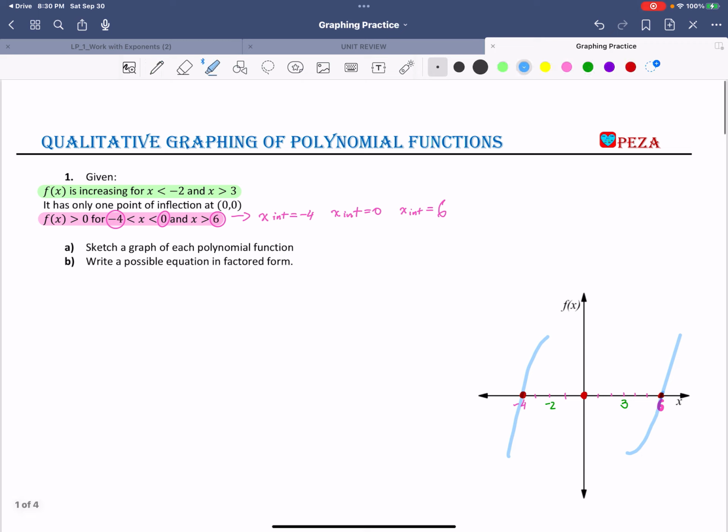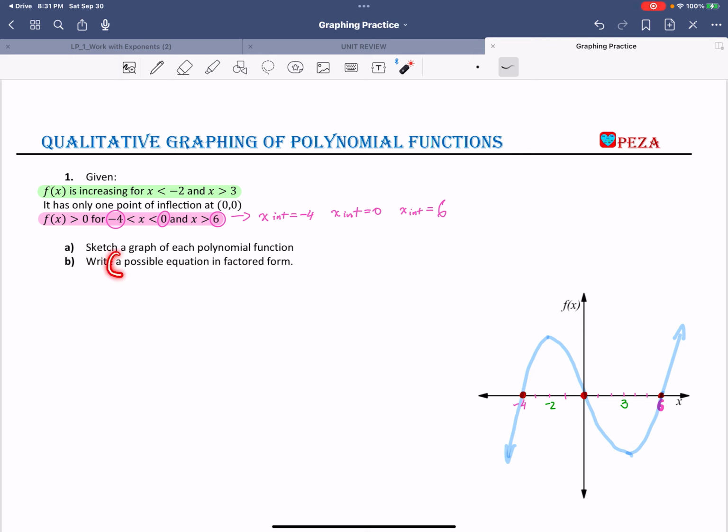And I will draw the graph of the function that passes through this point, and I'm going to keep it nice and simple here. There goes the graph of this function. Now, in the next question, we're asked to write a possible equation in factor form.